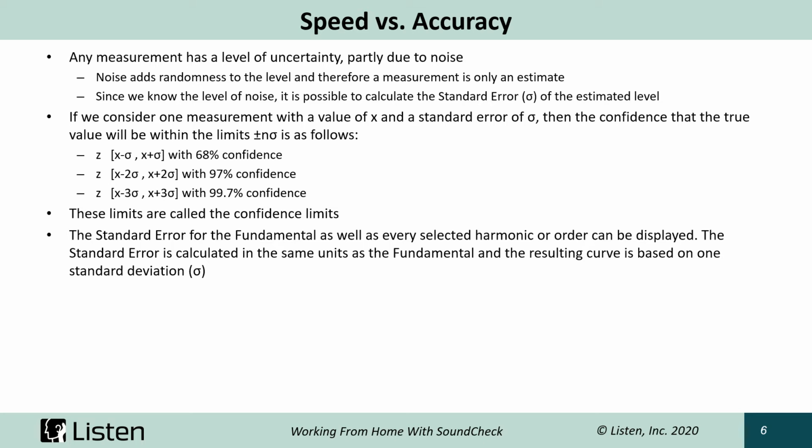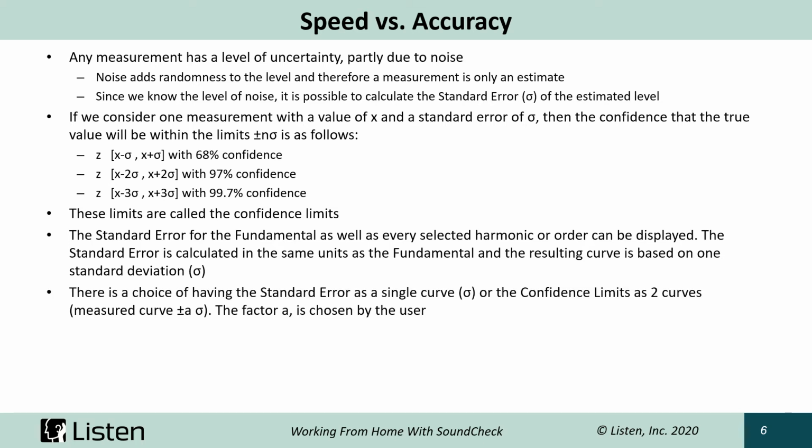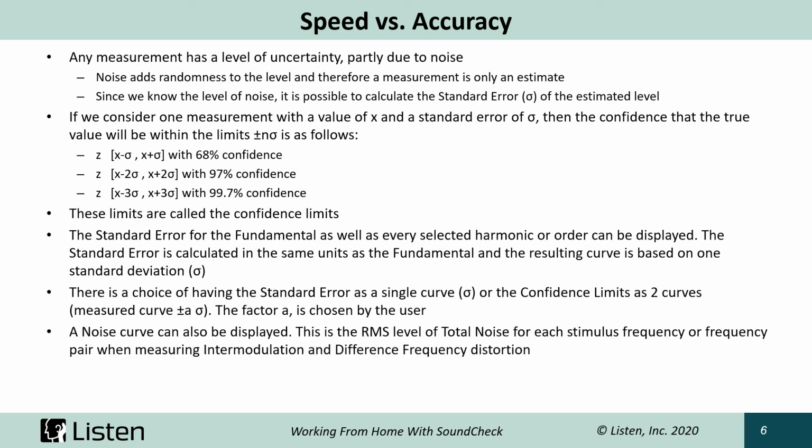The standard error for the fundamental, as well as every selected harmonic in our order, can be displayed. The standard error is calculated in the same units as the fundamental, and the resulting curve is based on one standard deviation. There's a choice of having standard error as a single curve or confidence limit as 2 curves. A noise curve can also be displayed, and this is the RMS level of the total noise at each stimulus frequency, or frequency pair when measuring intermodulation and difference frequency distortion.